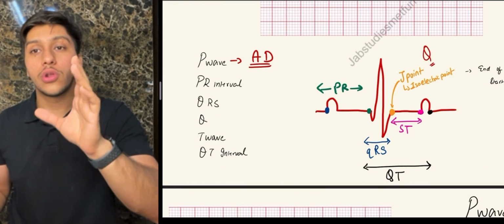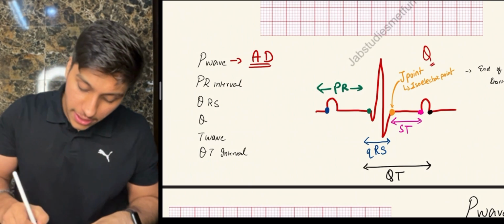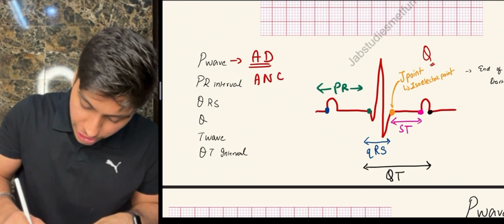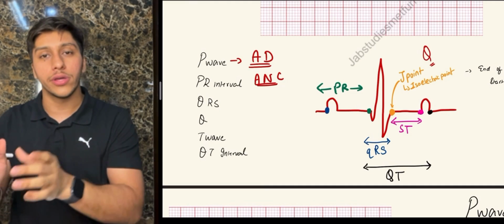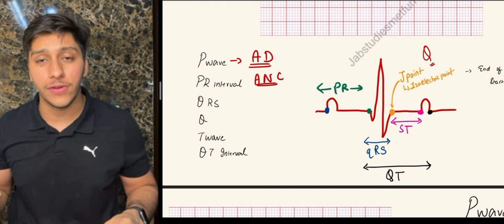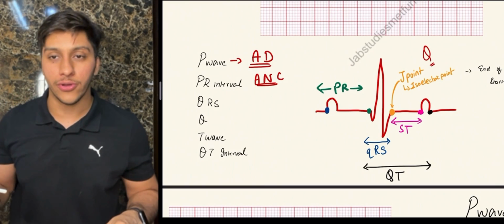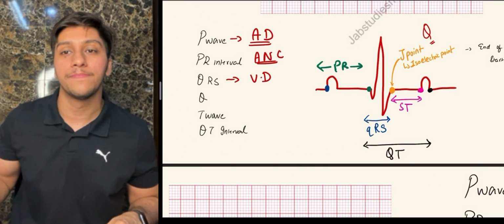P wave means you'll have atrial depolarization. PR interval, guys, is AV nodal conduction. Basically, the transport of the impulse from SA node to AV node is signified with your PR interval, and that also signifies the nodal delay which is there in the AV node. Okay, QRS is nothing but your ventricular depolarization.